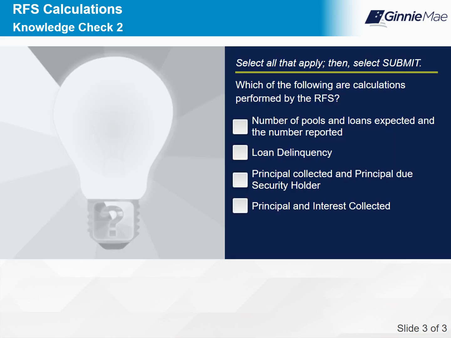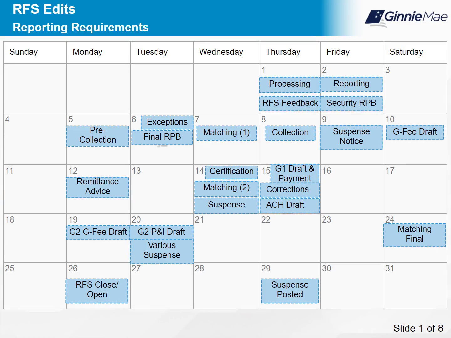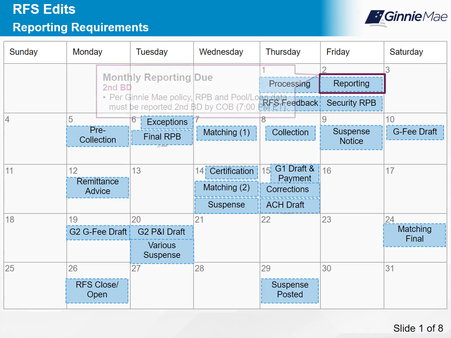Now, check your understanding. Turn your attention now to the essential reporting requirements. As shown on the monthly reporting workflow calendar, 100% of pool and loan data must be reported electronically to Ginnie Mae's reporting and feedback system by 7 p.m. Eastern Time on the second business day of the month.